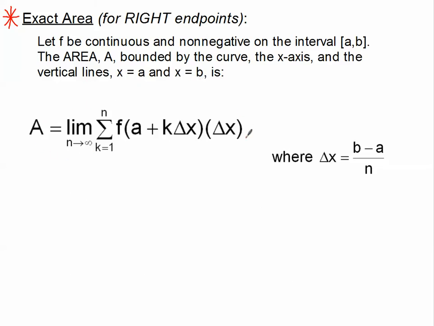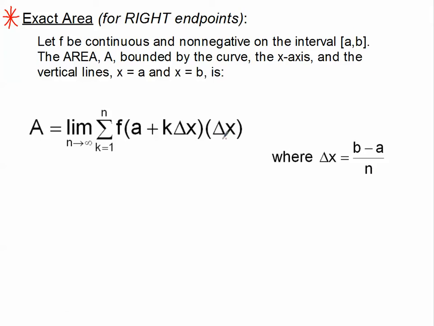Here is our formula. Our area will be the limit as n approaches infinity of the summation as k goes from 1 to n of f of a plus k delta x times delta x, where delta x is b minus a divided by n. B and a, of course, coming from our closed interval. Let's talk about what this means.